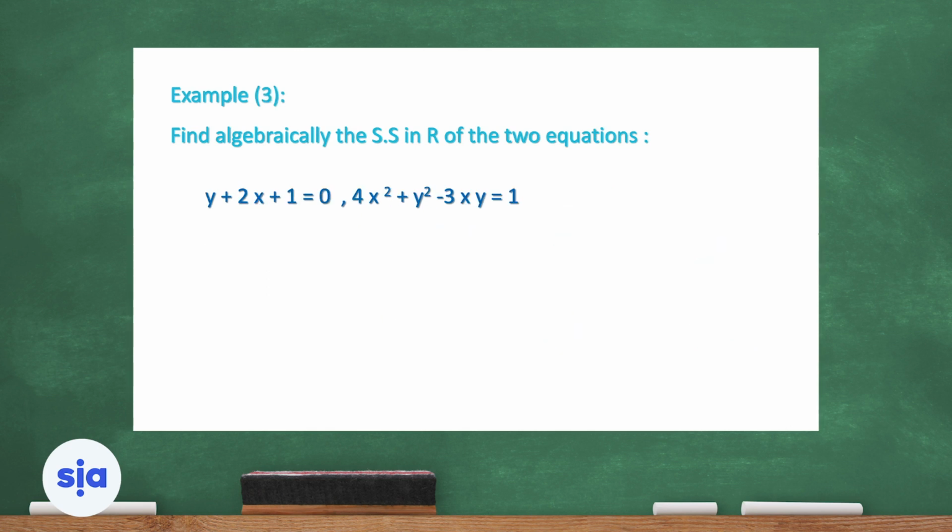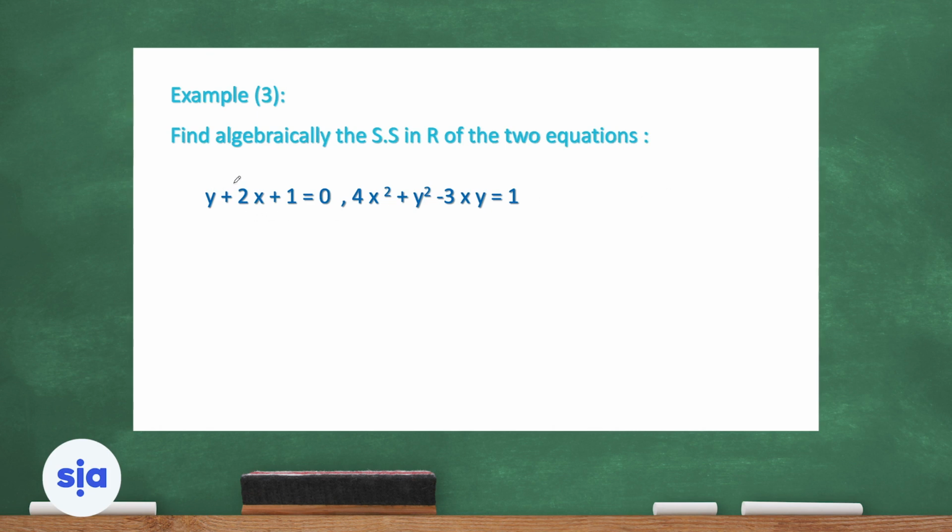Let's move on to example 3, a different idea with the same system. Find algebraically the solution set in R of the two equations. The first one is y plus 2x plus 1 equals 0, and the second one is 4x squared plus y squared minus 3xy equals 1.